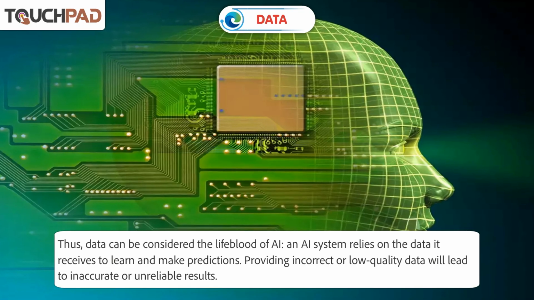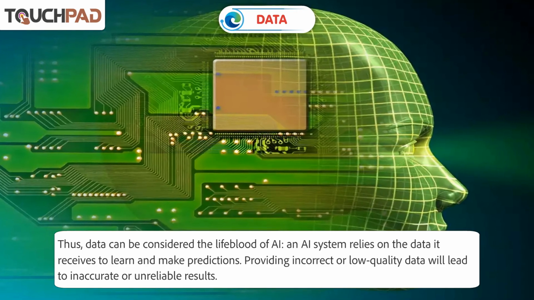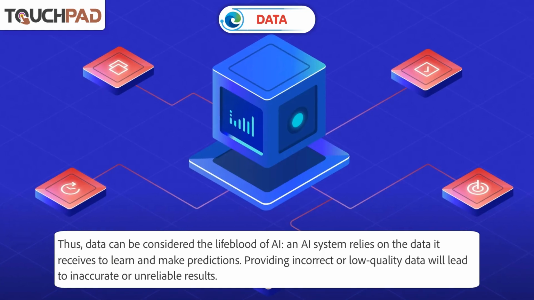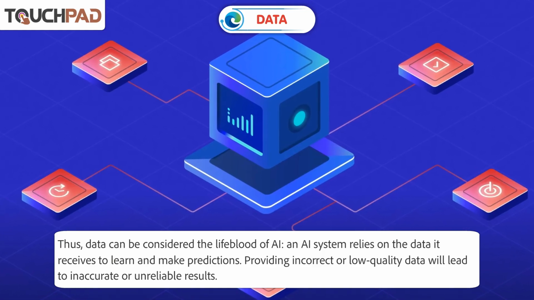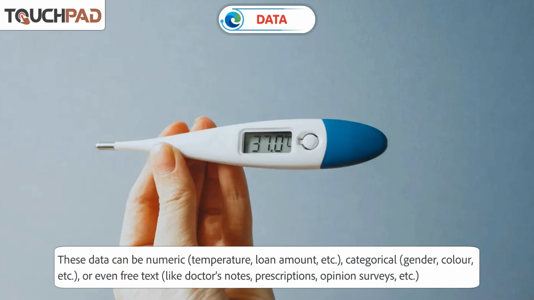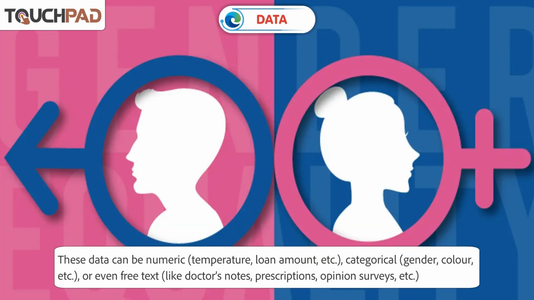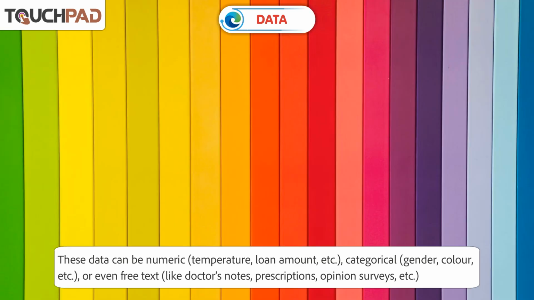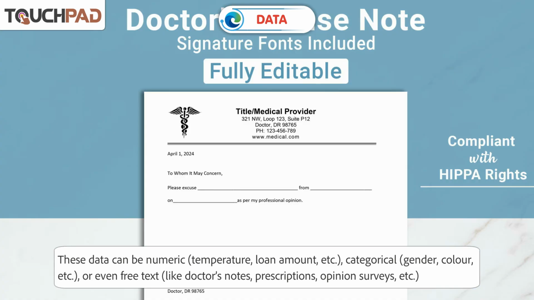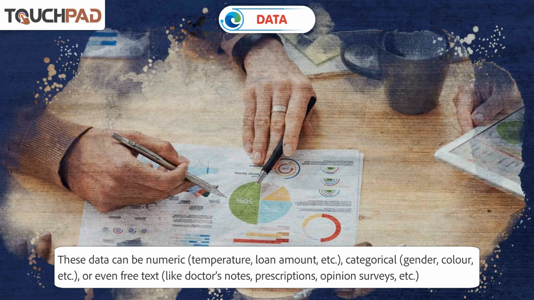An AI system relies on the data it receives to learn and make predictions. Providing incorrect or low-quality data will lead to inaccurate or unreliable results. These data can be numeric, such as temperature, loan amount, etc., categorical, such as gender, color, etc., or even free text like doctor's notes, prescriptions, opinion surveys, etc.